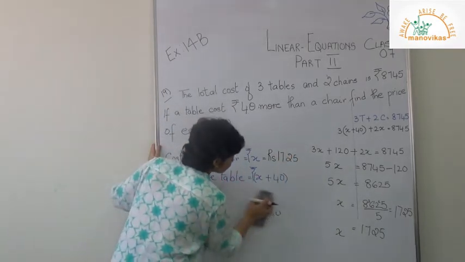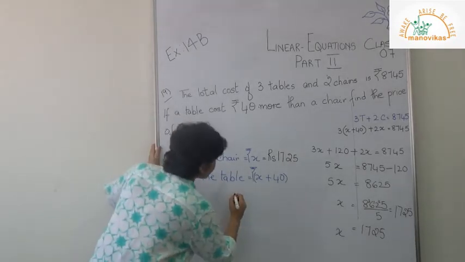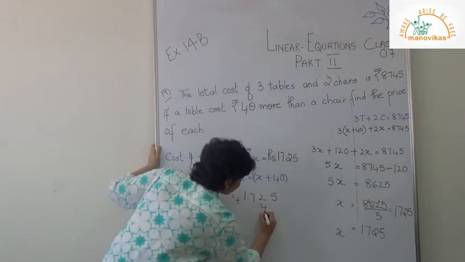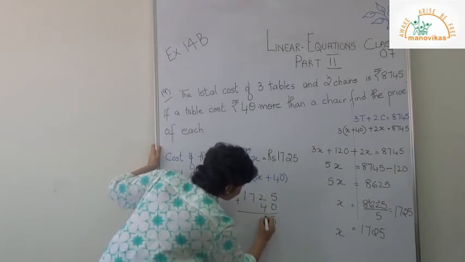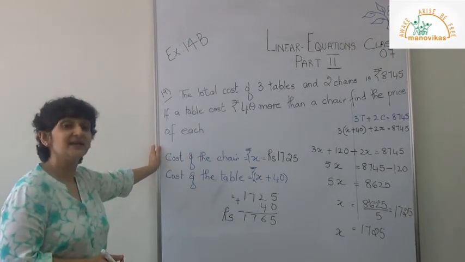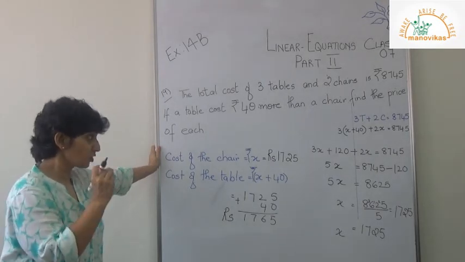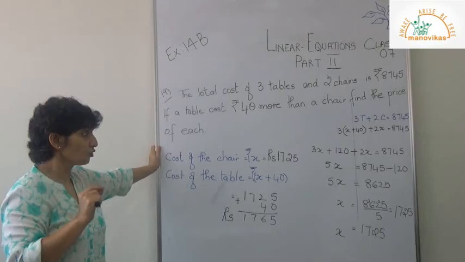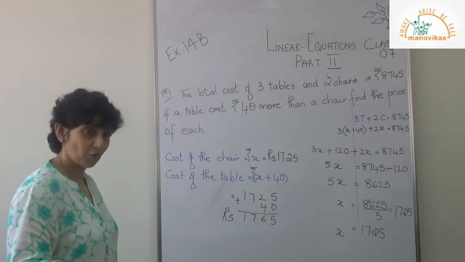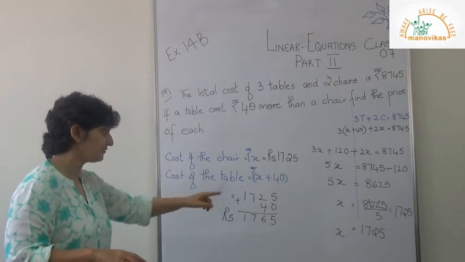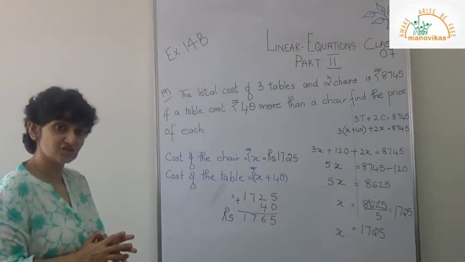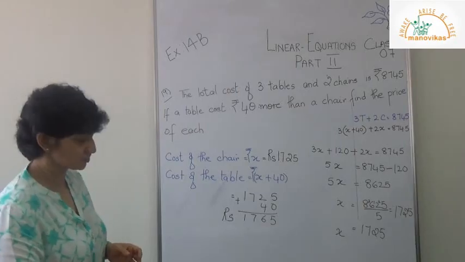So here the answer would be 1725 plus 40. So 1765. Did you understand? The cost of the chair is rupees X, so rupees 1725. The cost of the table is rupees X plus 40. So that is X is 1725 plus 40. You get 1765. I hope you have understood. Let's move on to the next question.